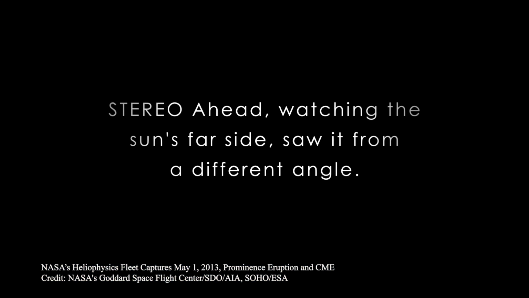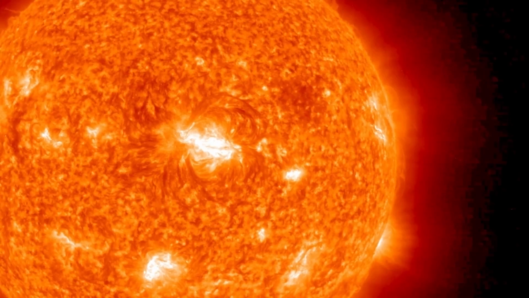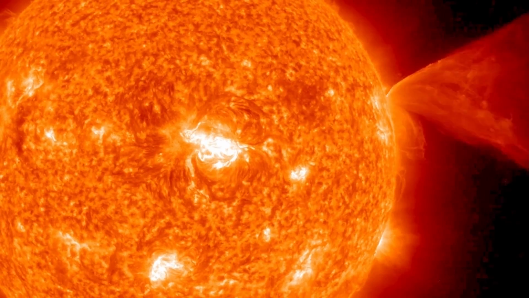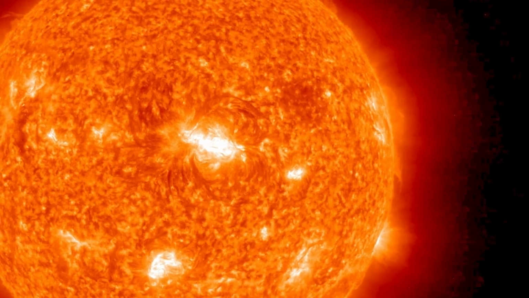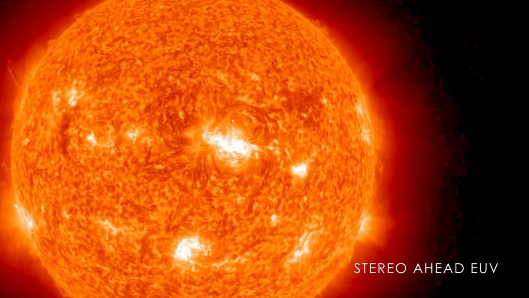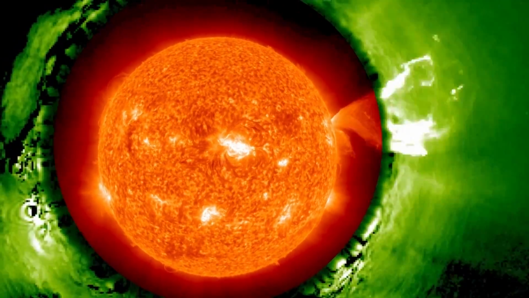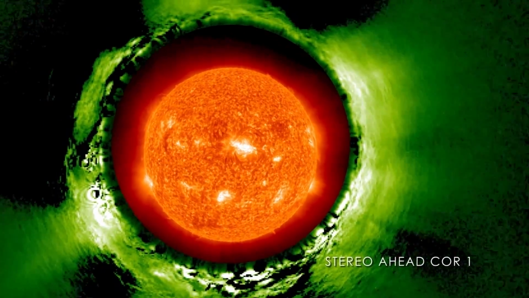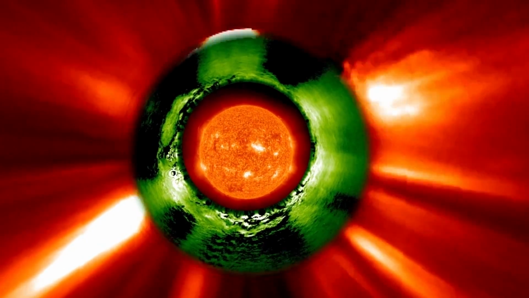The other STEREO spacecraft trails the Earth in an orbit, so it gets a different vantage point, about a quarter of the way around the sun. And we can see the coronal mass ejection from a different vantage point as it trails the Earth about a quarter of the way around. And we're looking at the extreme ultraviolet. And now we go to the green view, which is another view by STEREO. And this is what's called COR, which stands for coronagraph, so it's covering the surface of the sun. And now we can see the coronal mass ejection from another coronagraph.